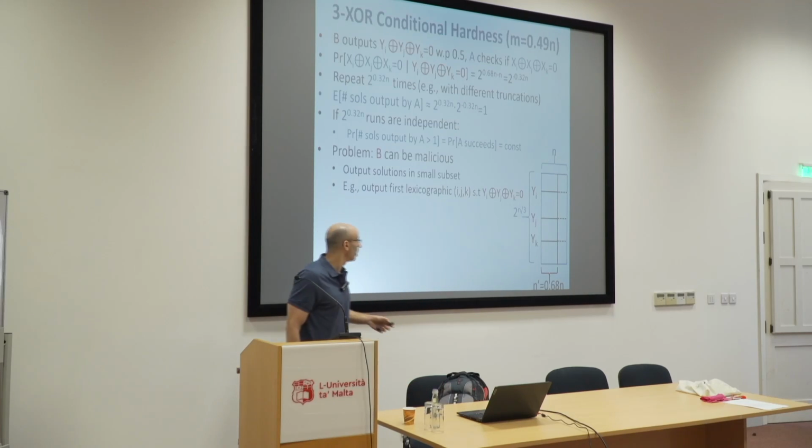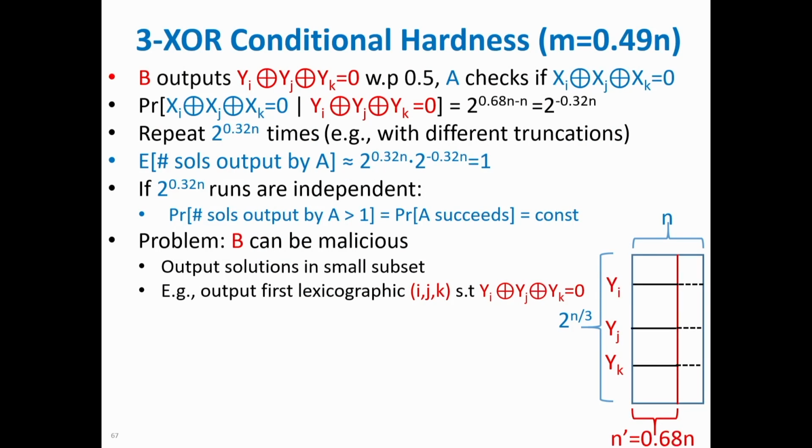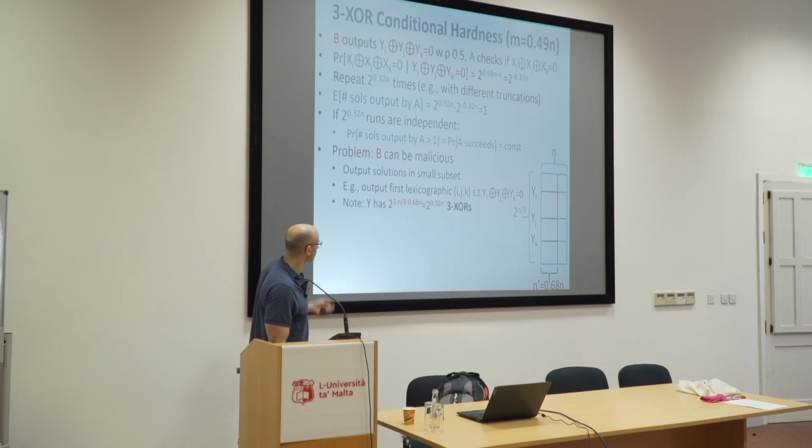And for example, B can output the first lexicographic k-XOR in this matrix that XORs to 0. Like the first lexicographic y_i, y_j, y_k such that there is a k-XOR. You can do this because we're not restricting it in any way. You can read the entire output. It has enough time, and it could select the k-XOR the way that it wants. And the thing to note is that this is a dense solution with many k-XORs.